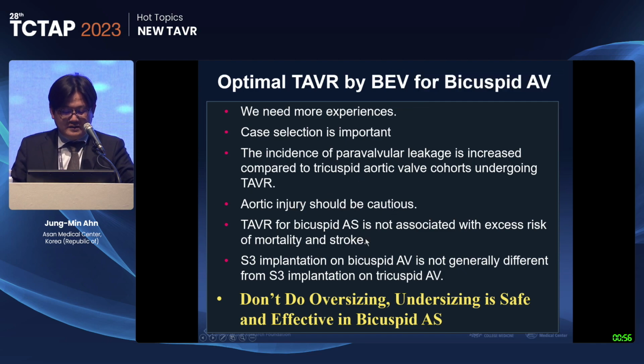TAVR for bicuspid AS is not associated with excess risk of mortality and stroke. SAPIEN 3 implantation on bicuspid aortic valve is not generally different from SAPIEN 3 implantation on tricuspid aortic valve. However, don't do oversizing. Undersizing is safe and effective in bicuspid aortic valve disease. Thank you for your attention.